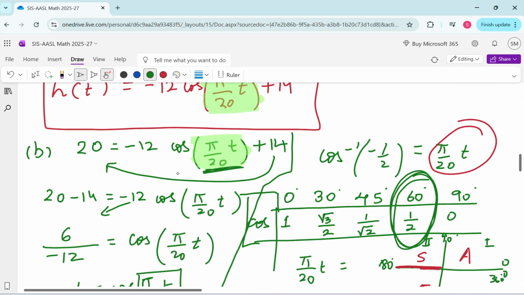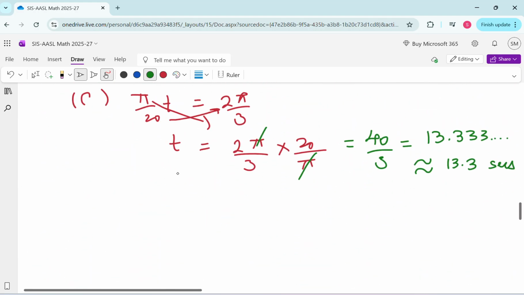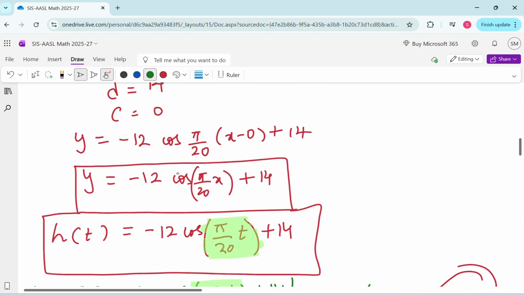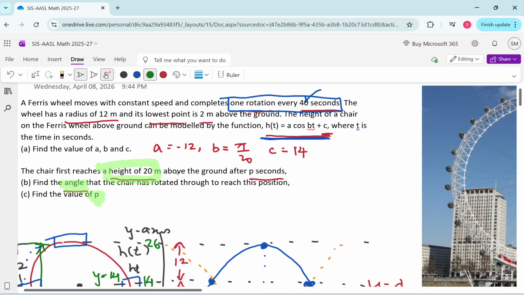We have answered all three parts of this question and I did it without a GDC, the entire question. In my next video, I'm going to show you how to use a GDC for this question. So stay tuned.